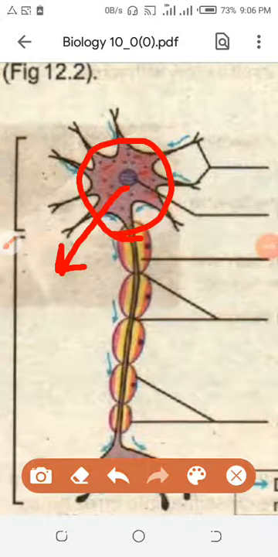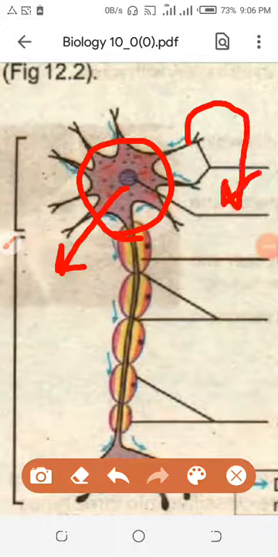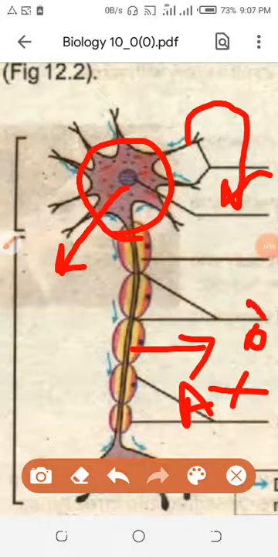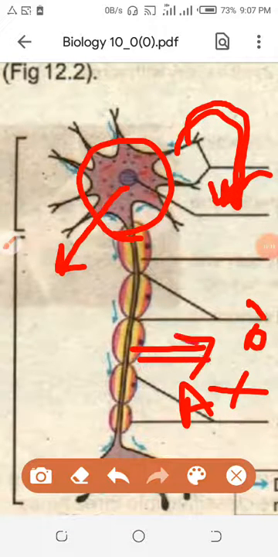The small fibers are called dendrites. The long fibers are called axon. So small fibers are there, large fibers are there. These small fibers are called dendrites. The large, long fiber is called axon.